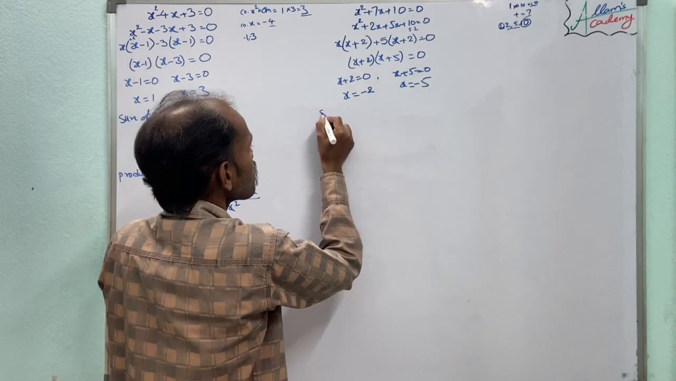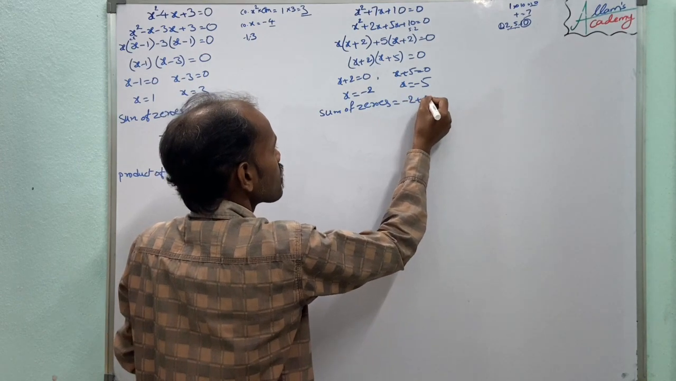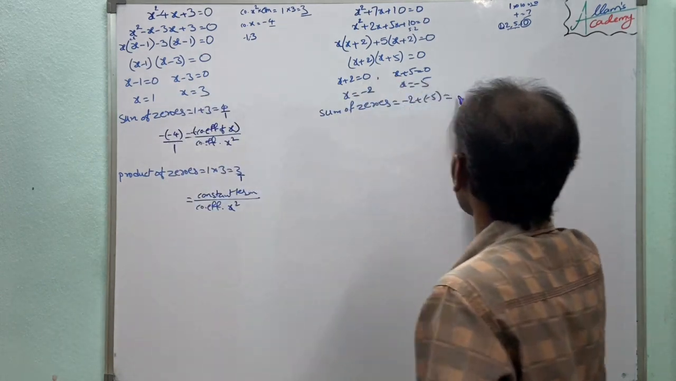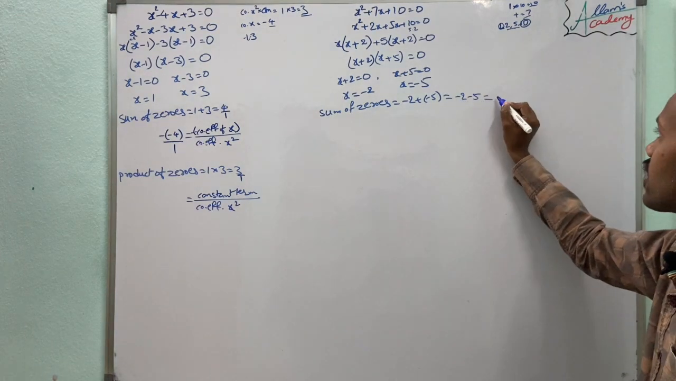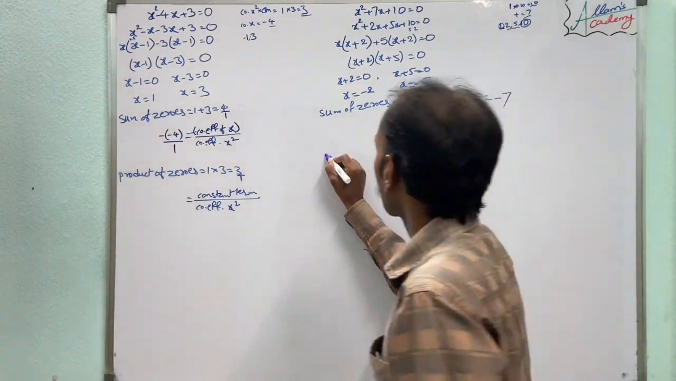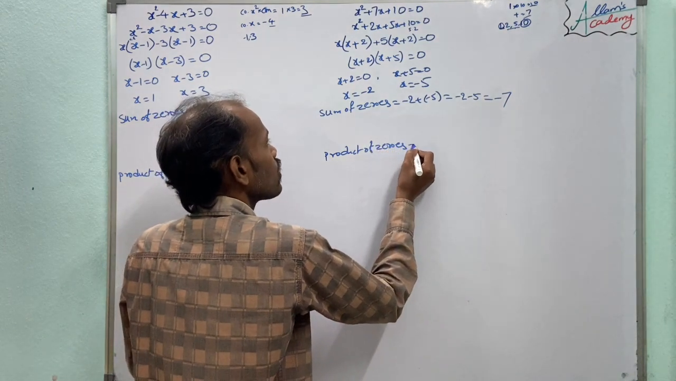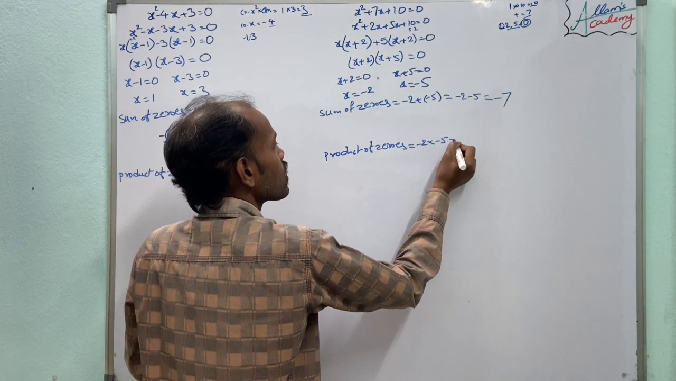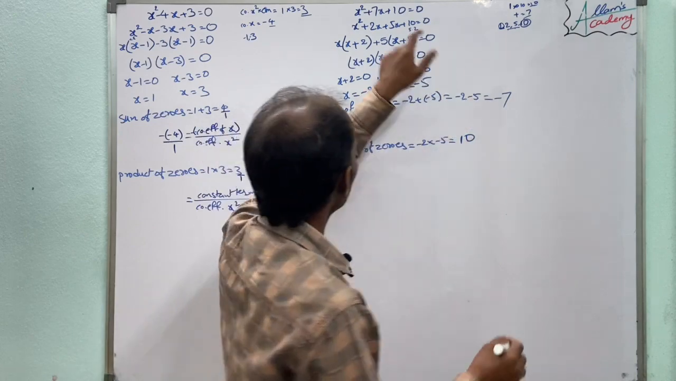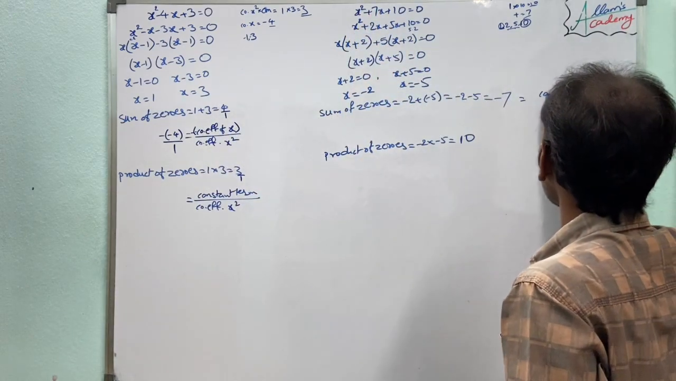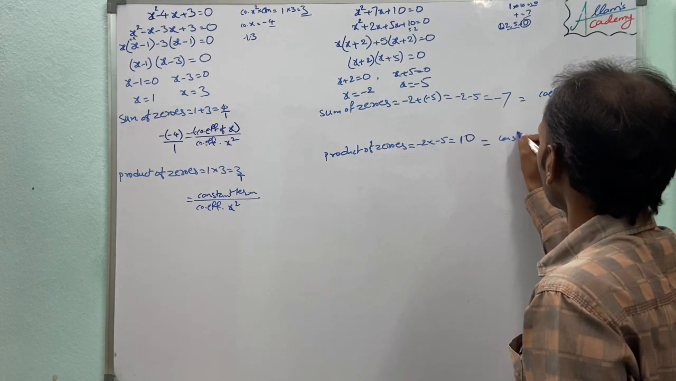If we find the sum of the zeros, sum of zeros equal to minus 2 plus of minus 5. Plus into minus means minus only. So minus 2 minus 5 is minus 7. And the product of zeros, minus 2 into minus 5, is nothing but 10. Here minus 7 is the coefficient of x, and 10 is the constant term.